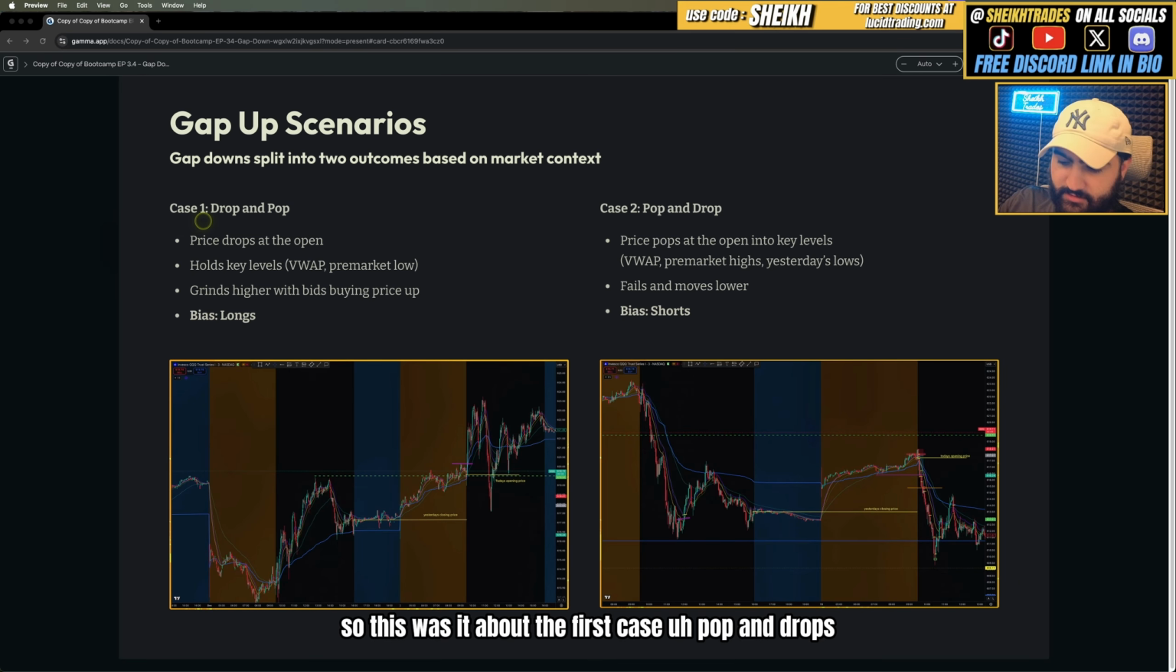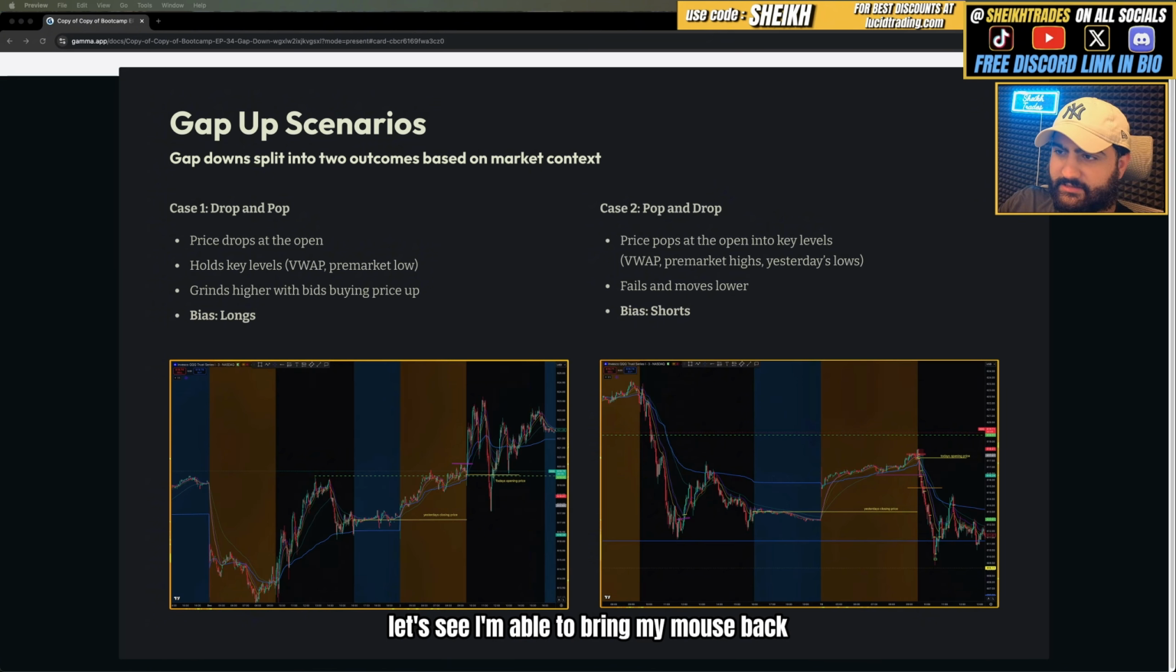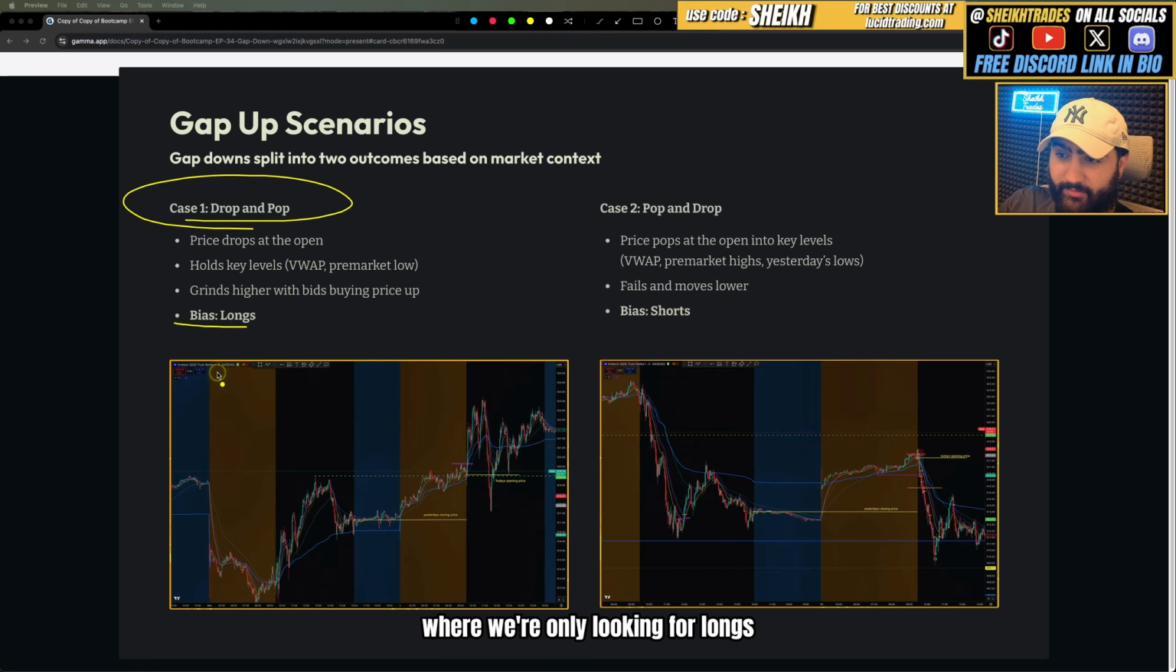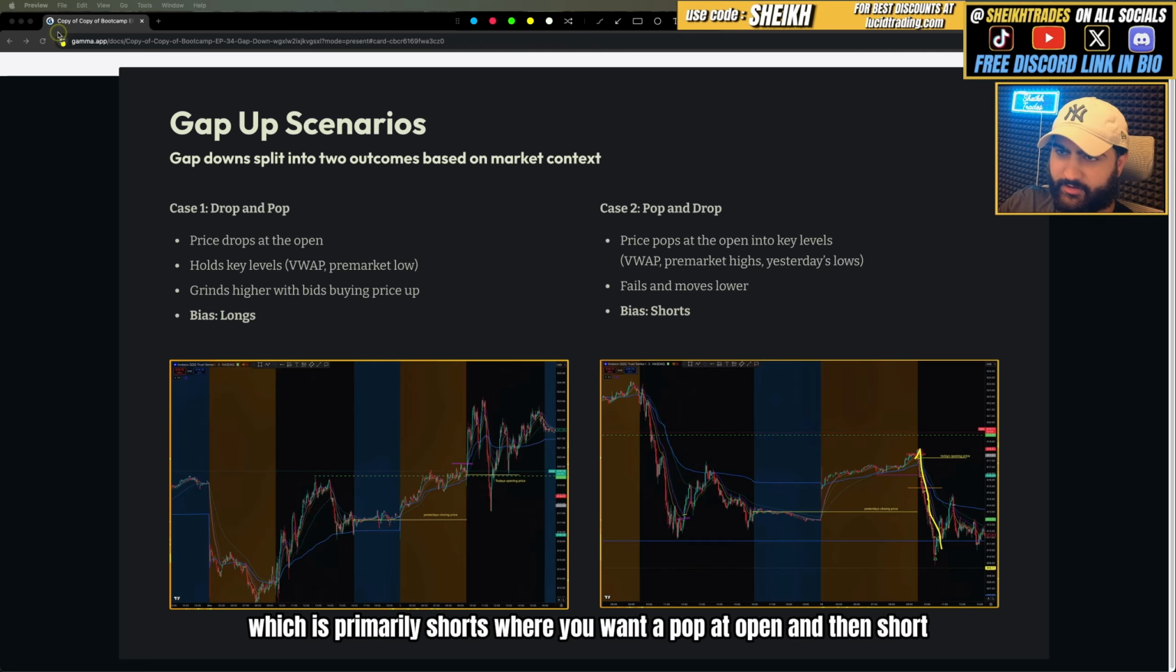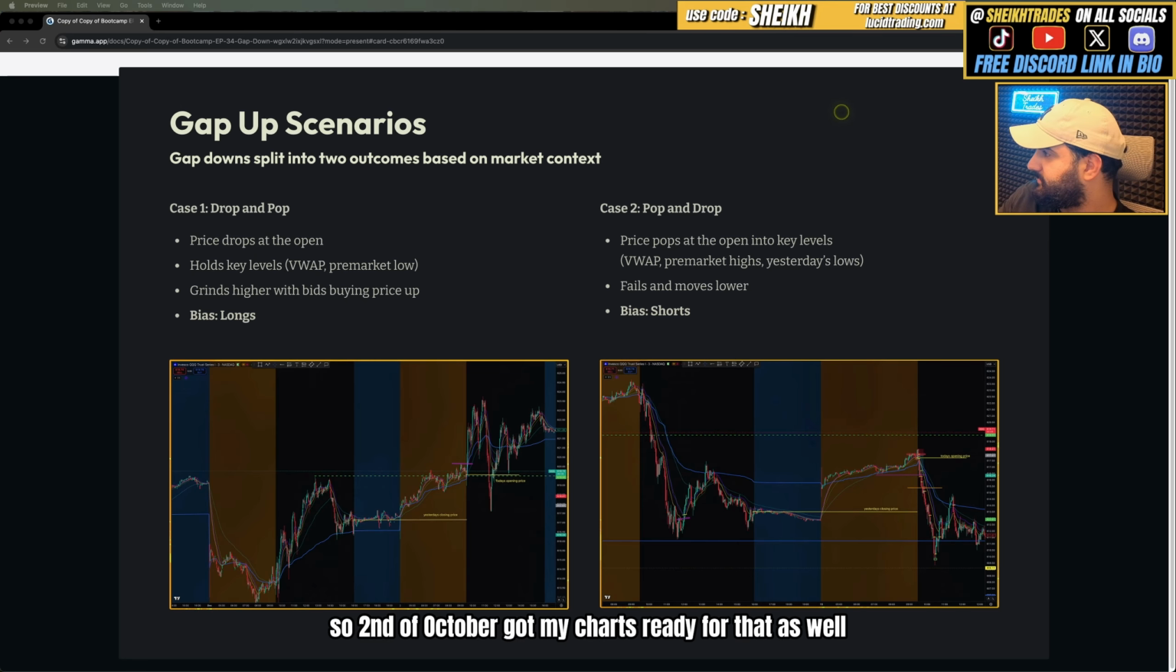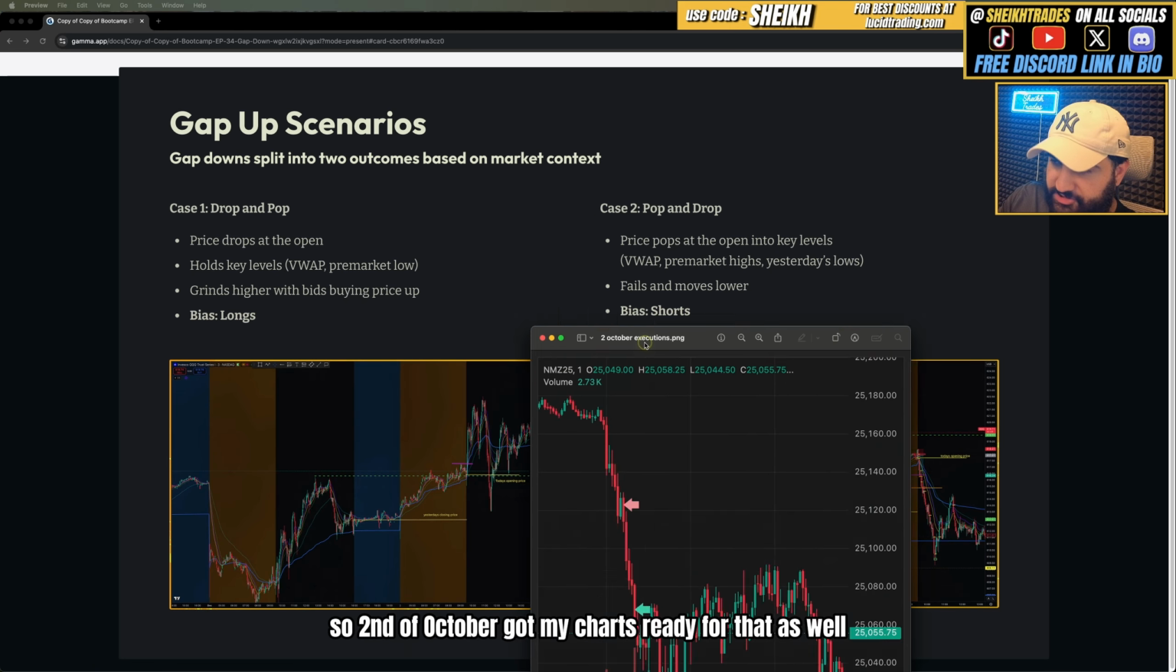So this was it about the first case, drop and pops. Yes, this is the first case about the drop and pop where we're only looking for longs. Now we're gonna go over the pop and drop, which is primarily short, where you want a pop at open and then short. So 2nd of October, got the charts ready for that as well.